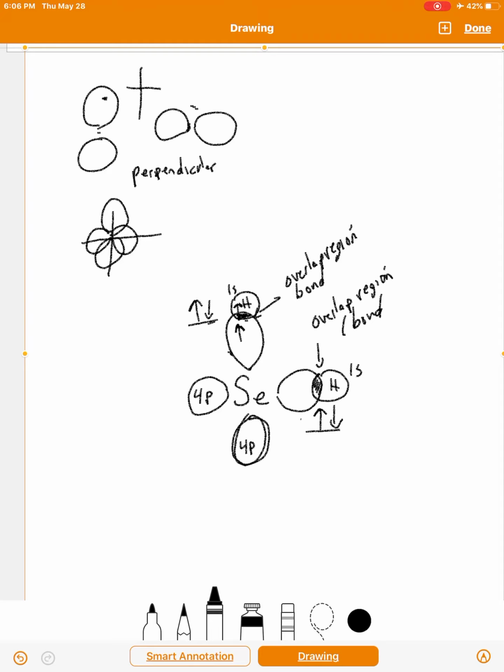Now, in fact, it's 92 degrees, so it doesn't match up perfectly with the p orbitals. P orbitals are 90 degrees apart, but it's pretty close. So that tells us that primarily these two bonds are explained by valence bond theory, which is the idea that the bond is the overlap of atomic orbitals, the 4p orbitals in this case, with the atomic orbitals that are available for the hydrogen atom, which would be the 1s.